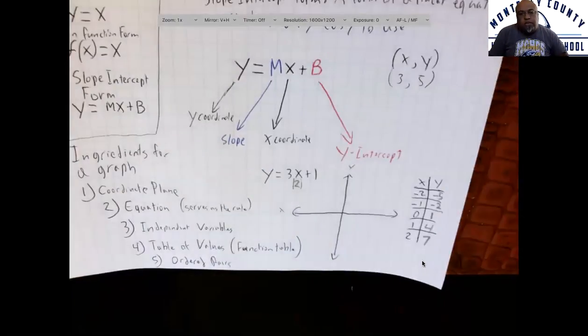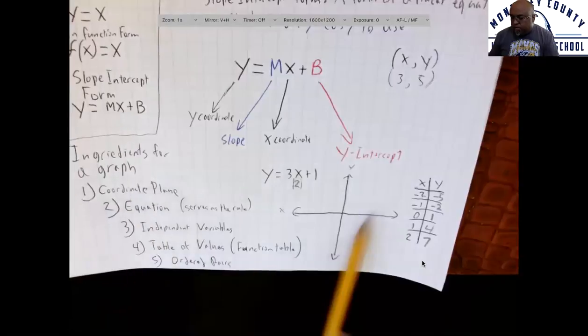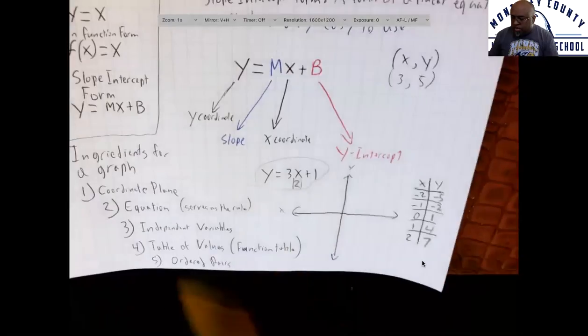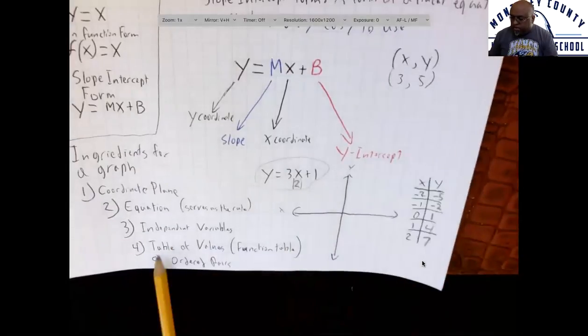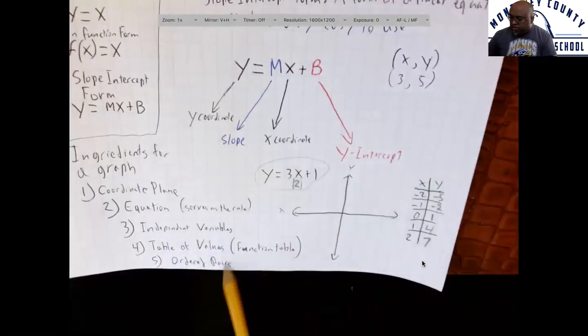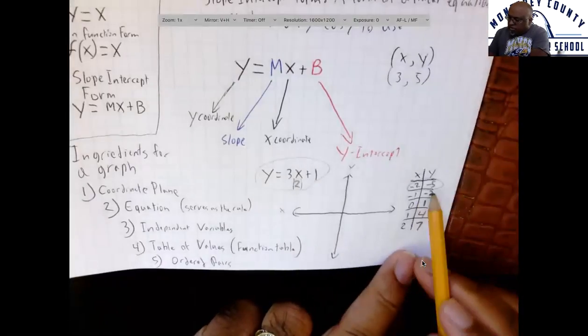Okay, so now I've got some points. So let's look. Do we have everything we need? A coordinate plane? I have a coordinate plane. An equation? I have an equation. Independent variables? I have those. Table of values? I have the table of values, which makes ordered pairs. So I have -2, -5.